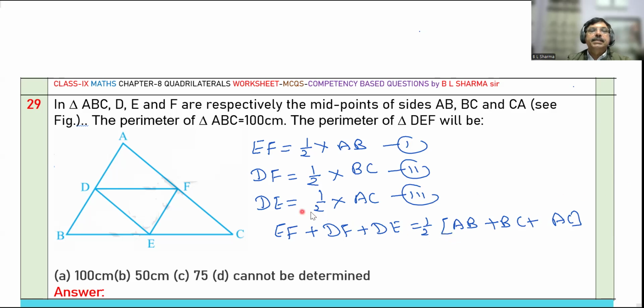AB plus BC plus AC is the perimeter of triangle ABC. The perimeter is given as 100 centimeters. So 1 by 2 into 100, that is 50 centimeters. So B is the correct option.